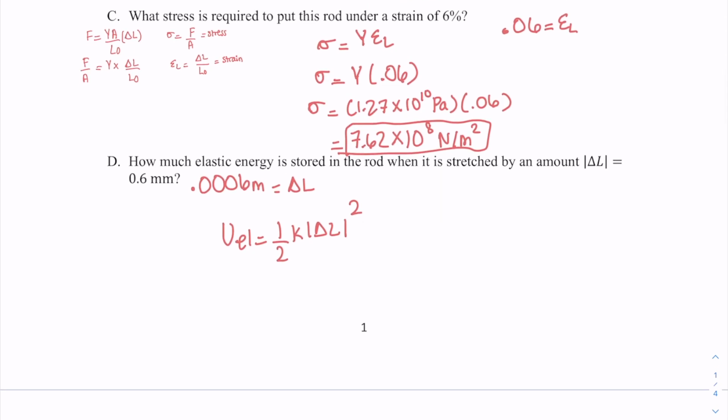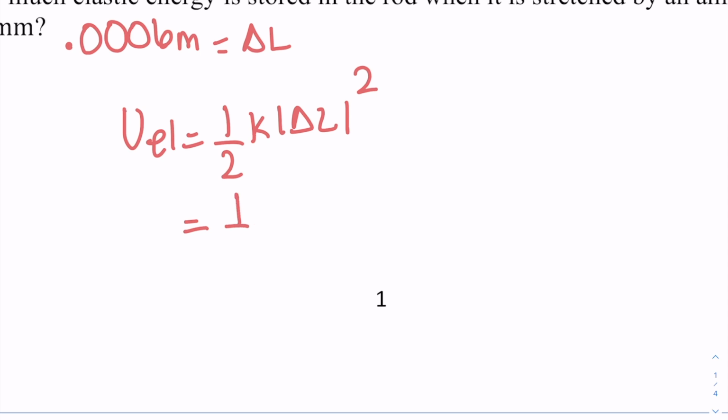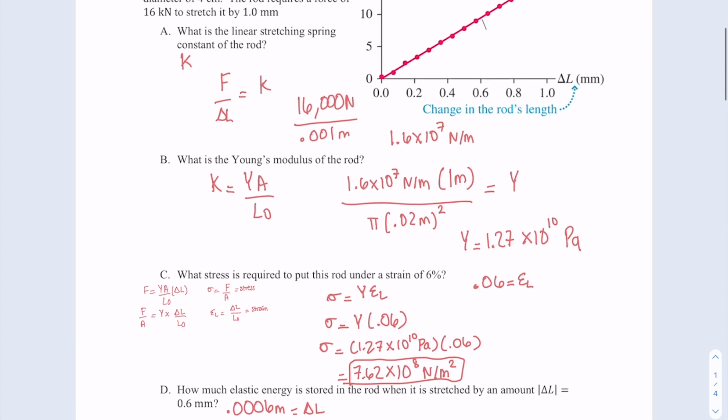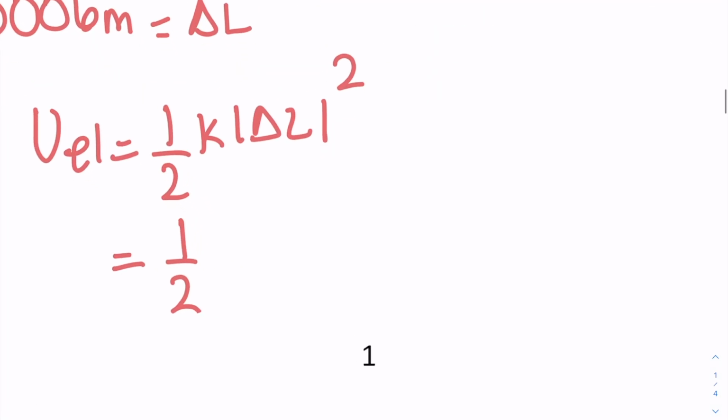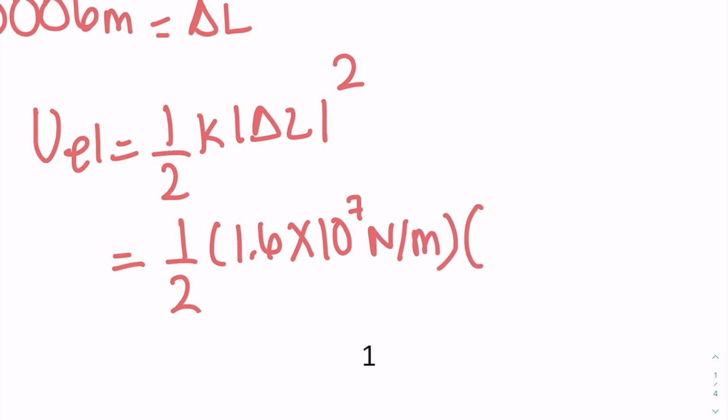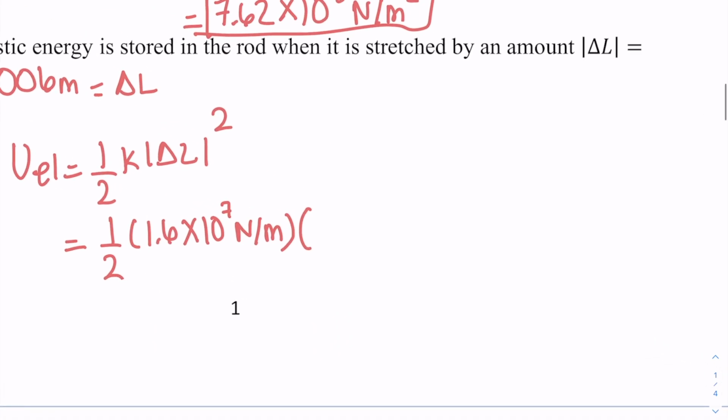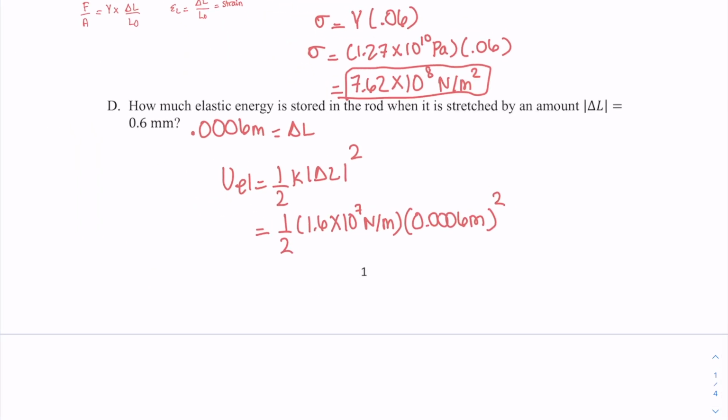So you take half and multiply by the spring constant that we had before, 1.6 times 10 to the 7th newtons per meter. And then delta L was 0.0006 meters, and then we square that. That should give us the elastic energy stored in the rod. Let me go ahead and calculate that as well, and please do that on your end as well so we can check that we got the right answer.